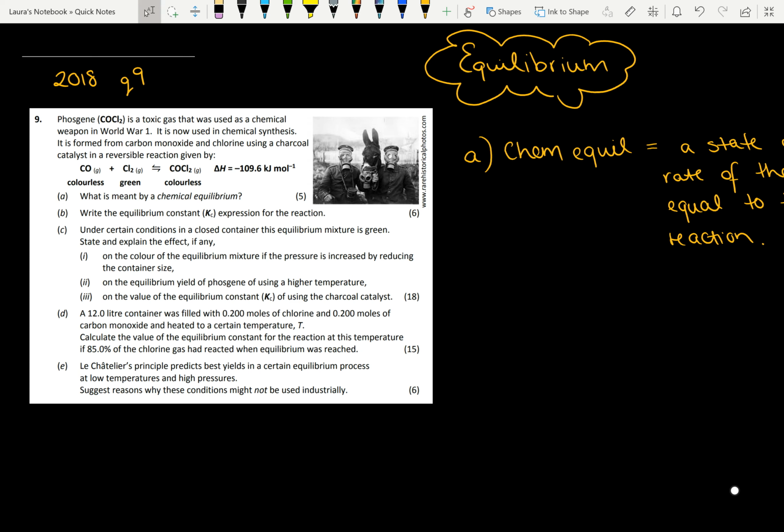Okay, so we're continuing on with our equilibrium exam questions. Here we have the 2018 paper, and this chapter came up in question 9, so it's a whole question, and we know that each question is worth 50 marks. So the first thing that we're asked is what is meant by chemical equilibrium?